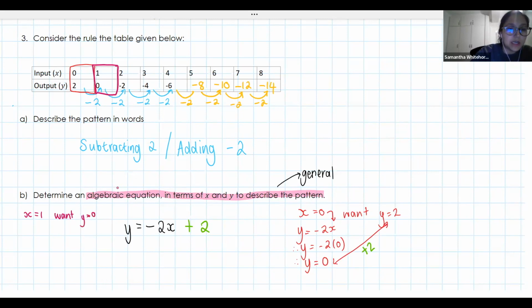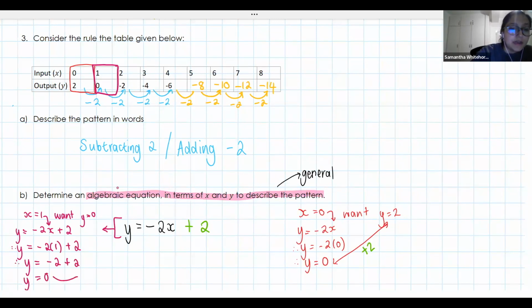So let's double check now using the rule that we've established. y is equal to -2x plus 2. If we substitute in x equals 1, we've got y is equal to -2 times 1 plus 2. -2 times +1 is -2, and negative 2 plus 2 is 0. That is the y value that we wanted. So this rule that we found is correct.